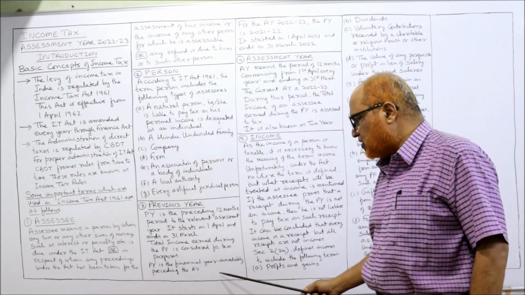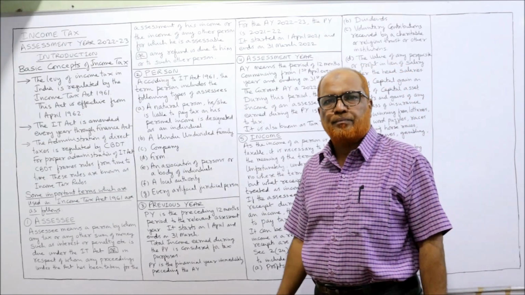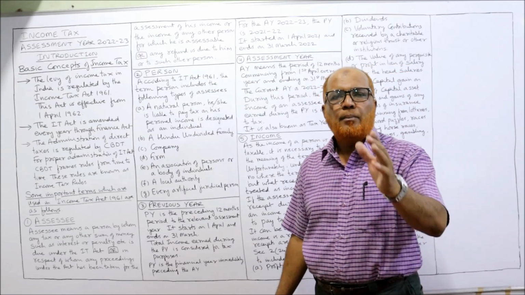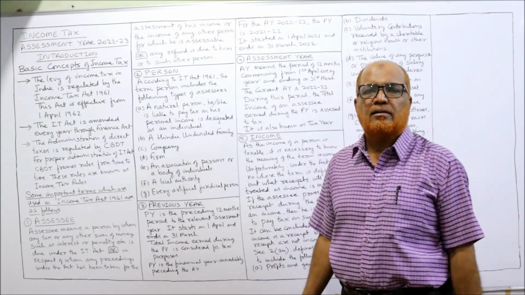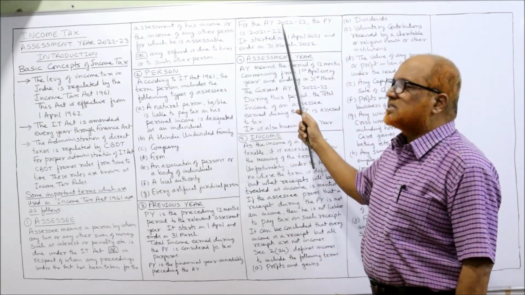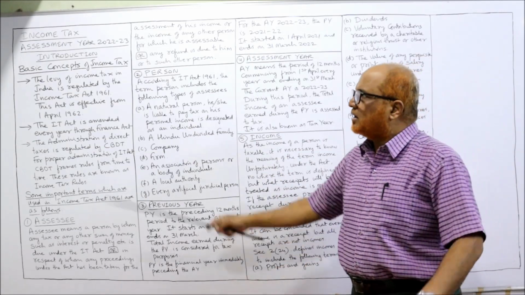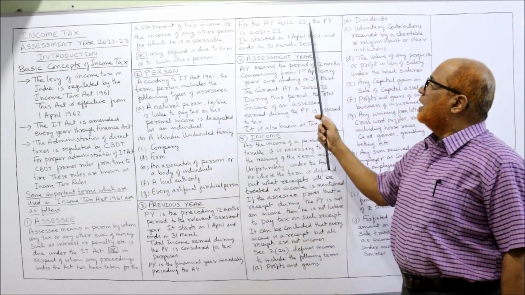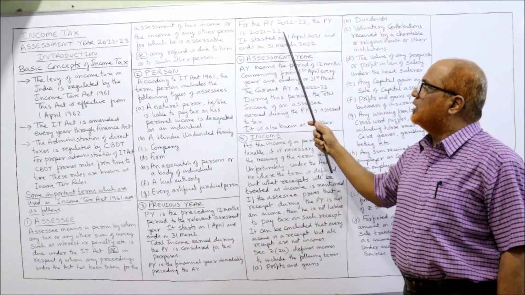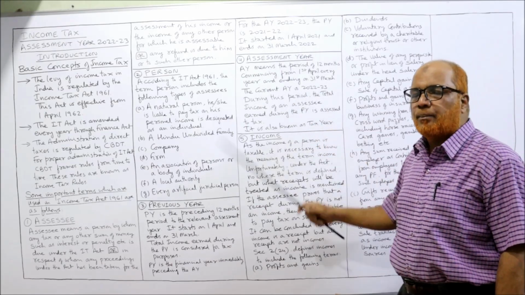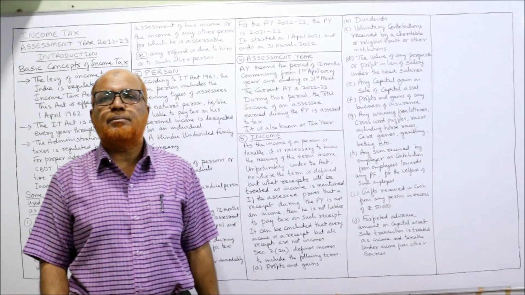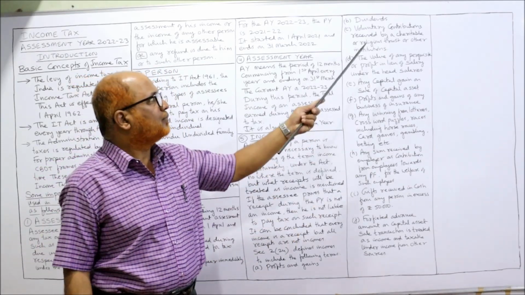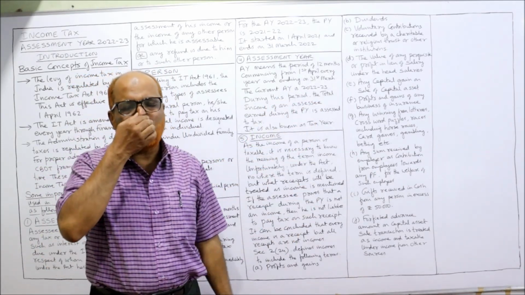Previous year is the financial year immediately preceding the assessment year. Simple rule you have to remember. Previous year means the year which is immediately preceding the assessment year. For our current assessment year 22-23, the previous year is 21-22. It started on 1st April 2021 and ended on 31st March 2022. That's all. This is the previous year.